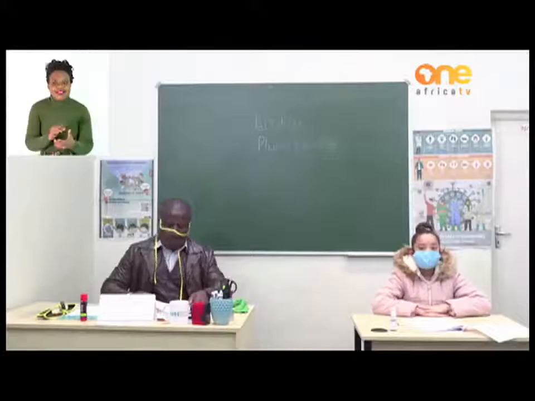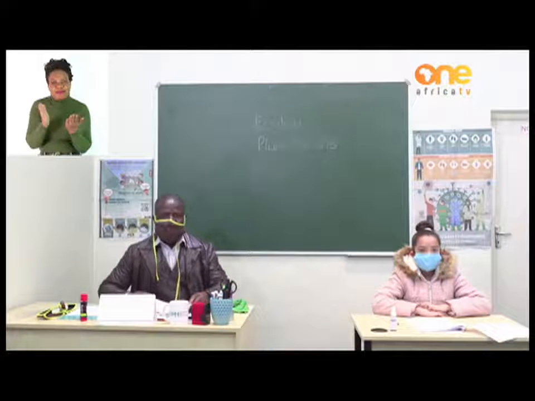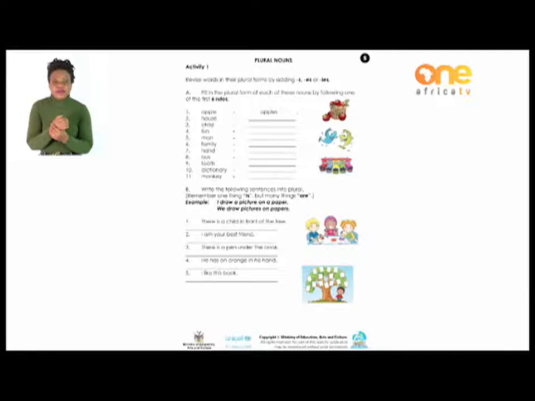Let's turn our books to page 5, where we have our activities. Let's start with activity number 1. Fill in the plural form of each of these nouns by following one of the first 6 rules. You can see that there are different nouns ending with different letters there, meaning you need to consider the first 6 rules that we talked about.